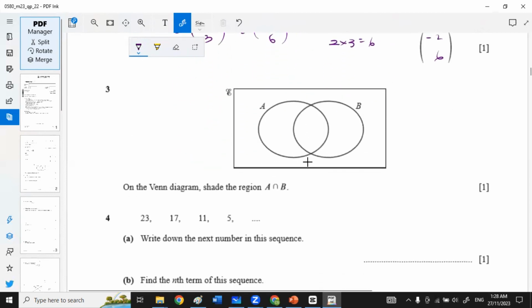Okay. Number 3, on the Venn diagram, shade the region A. This is intersection. Okay, this one is A intersect B, so the overlap. It will be here, where A and B overlap each other. For Venn diagrams, you may want to know the notation, what the meaning of each notation is.